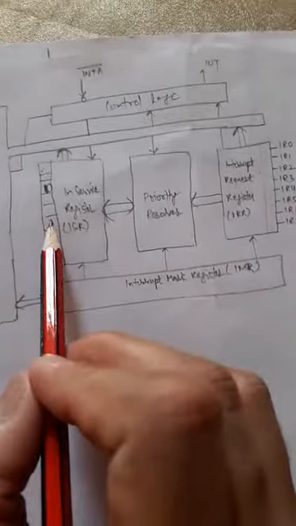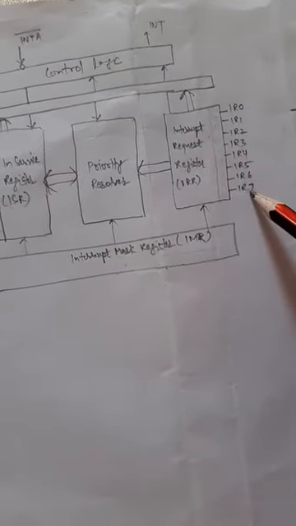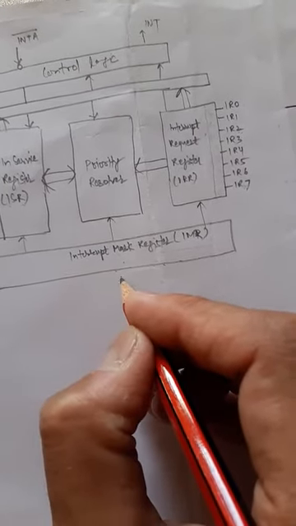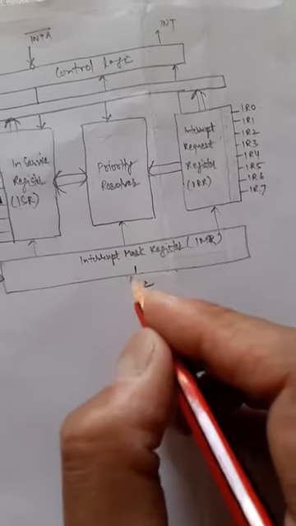Okay, the ISR of IR5 is going on, and interrupts 2 and 7 have occurred. Suppose interrupt 2 (IR2) is masked. Masked means this bit is 1. So now what will happen?